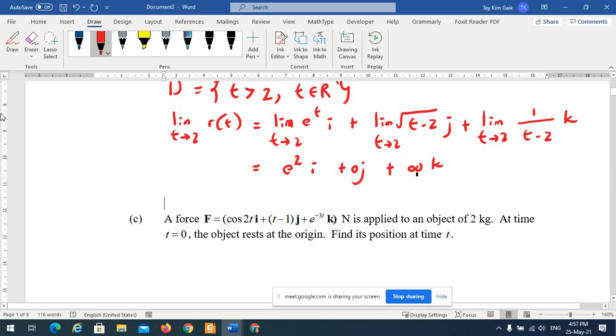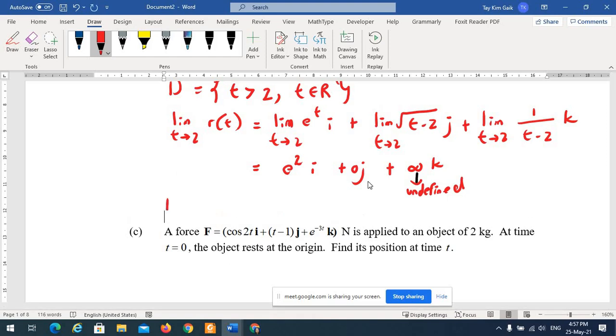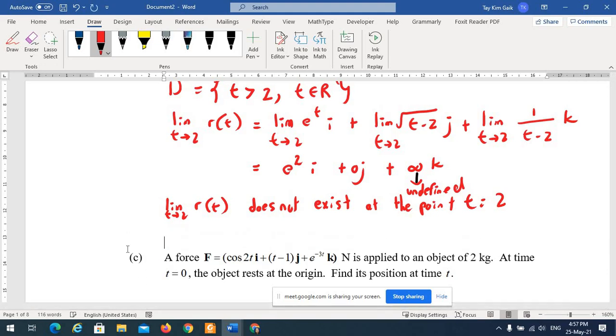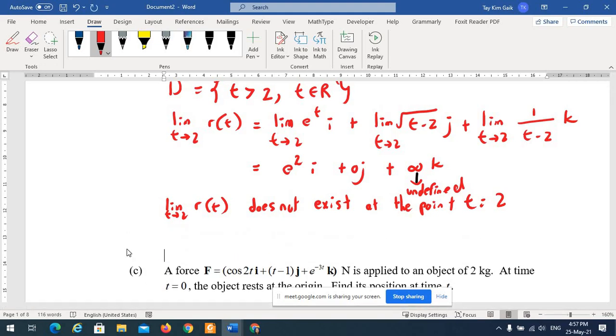This one, when infinity is exactly what we call undefined. Because the component k is undefined, the limit as t approaches 2 for the vector valued function r(t) does not exist at the point t equal to 2, because one of the components is undefined.